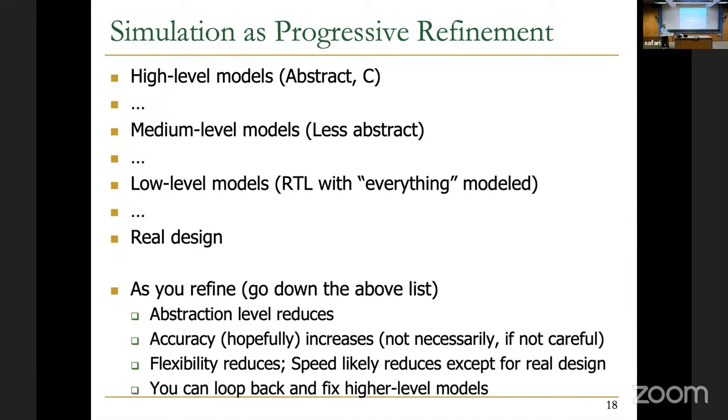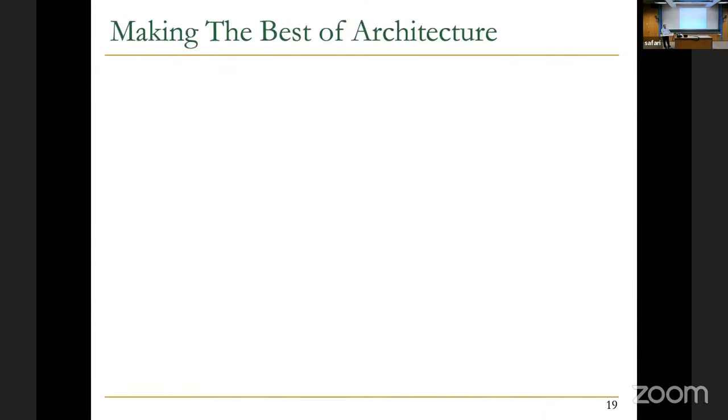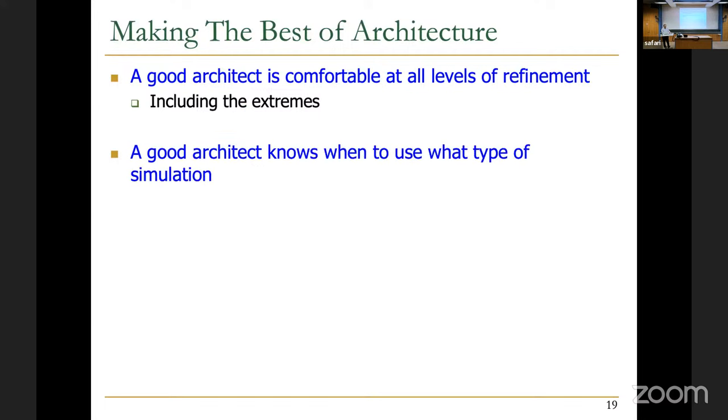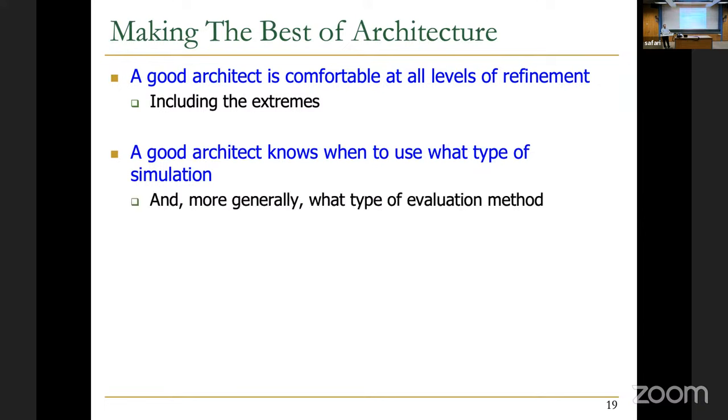And essentially, we can loop back and fix higher level models. So it's kind of an interactive way of designing. We may need to go back, revisit the higher level models, refine the design space exploration, and so on and so forth. So basically, a good architect is comfortable at all levels of refinement, including the extremes. And a good architect knows when to use what type of simulation. And that's exactly my main point in this lecture.